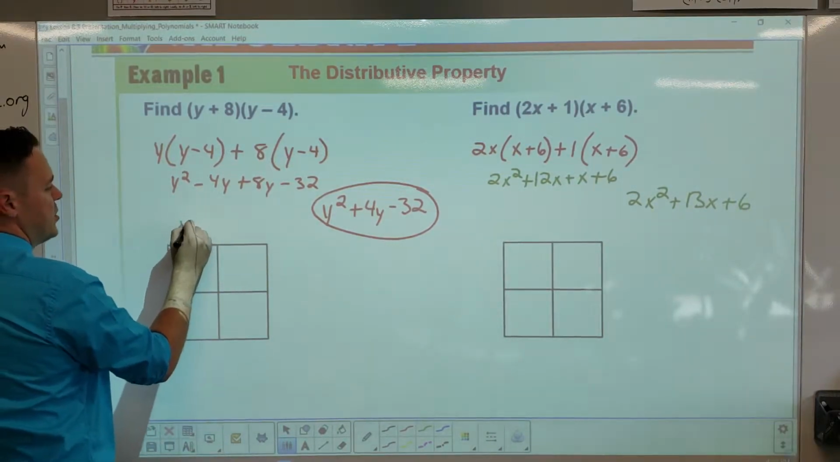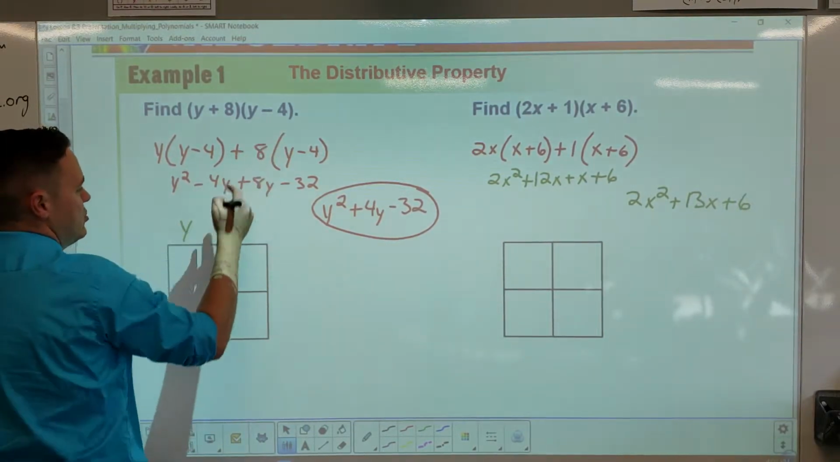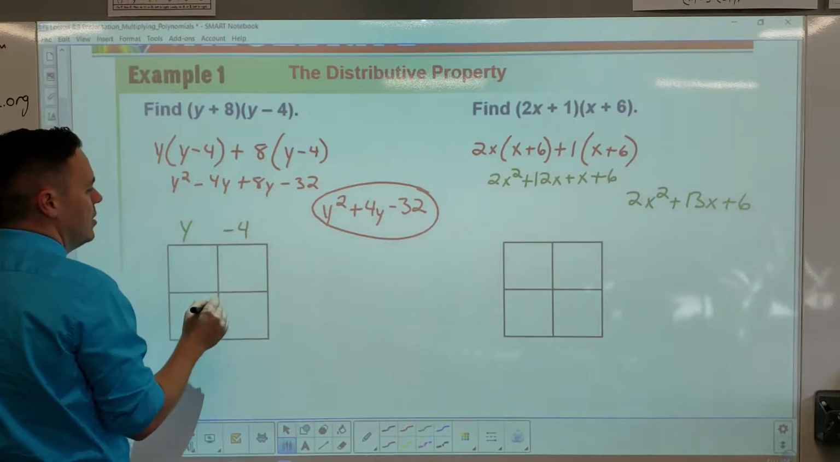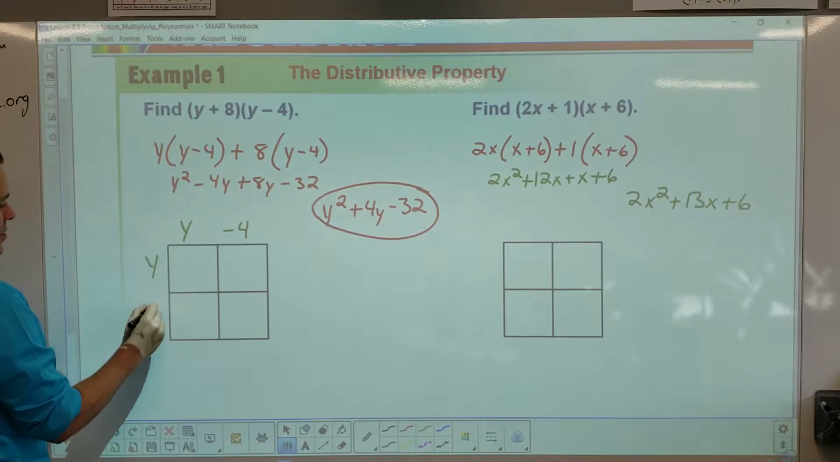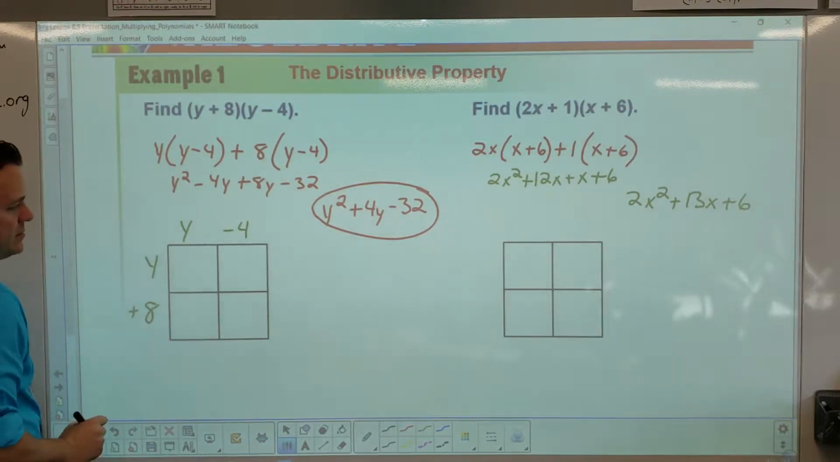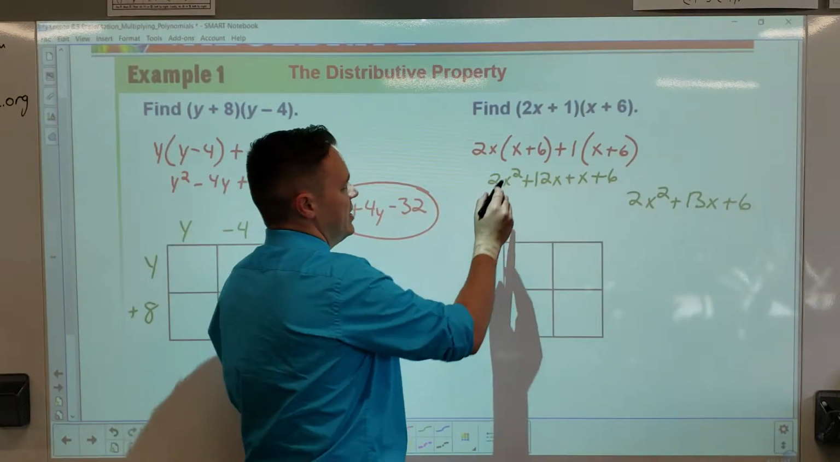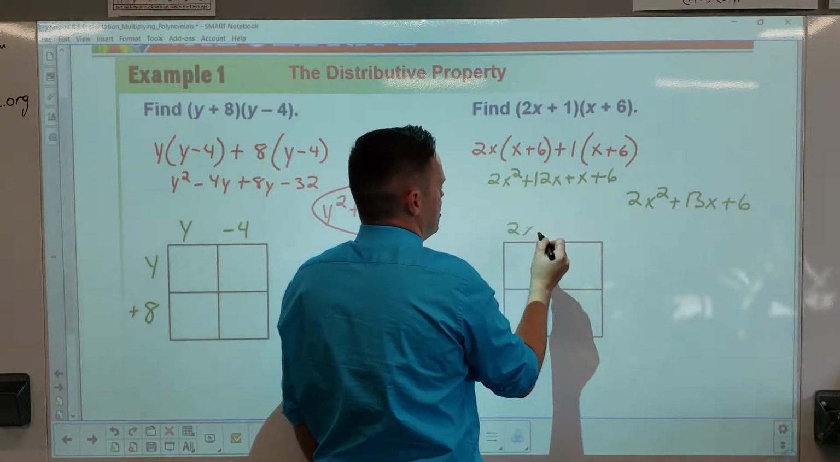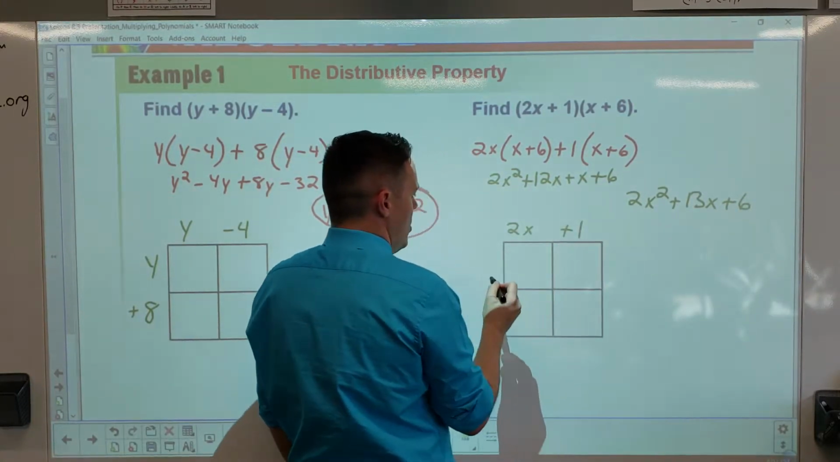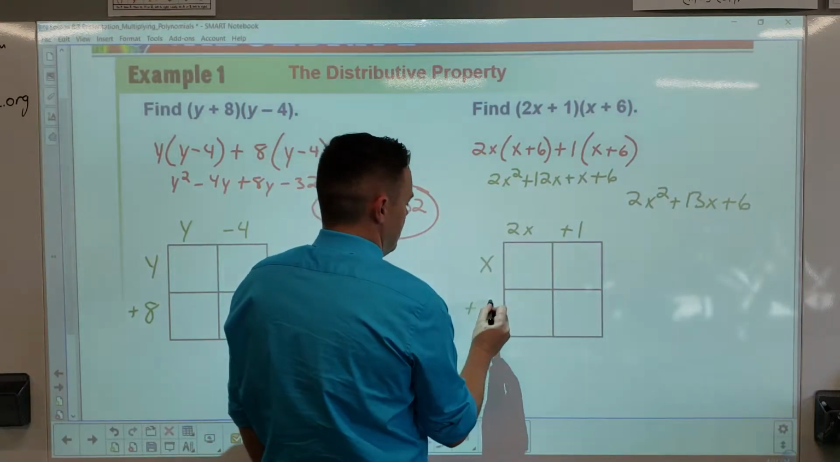What you would do is put a y here, and we'll do this term over here, minus 4, because that's y minus 4. And then here you put a y, and then a positive 8. And then you would write it out here the same way. It doesn't matter which one's first. I'll go opposites this time: 2x and a positive 1, and it's x plus 6.